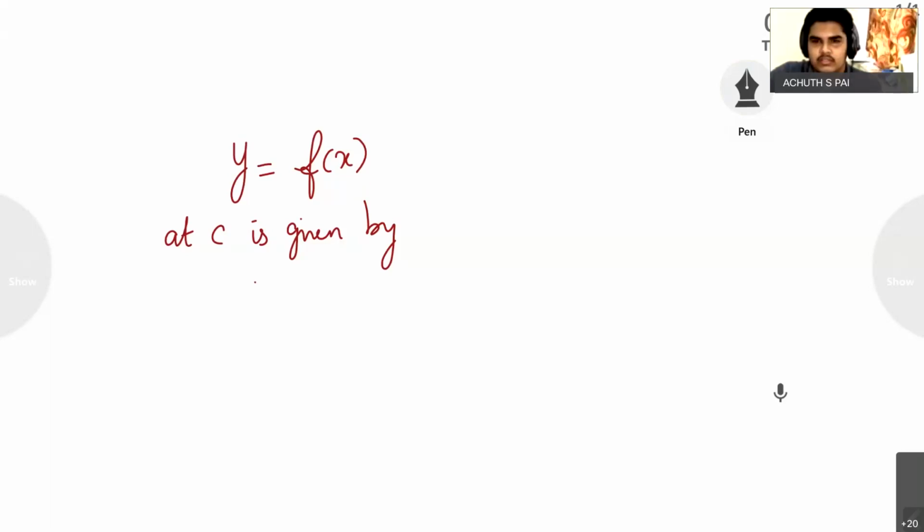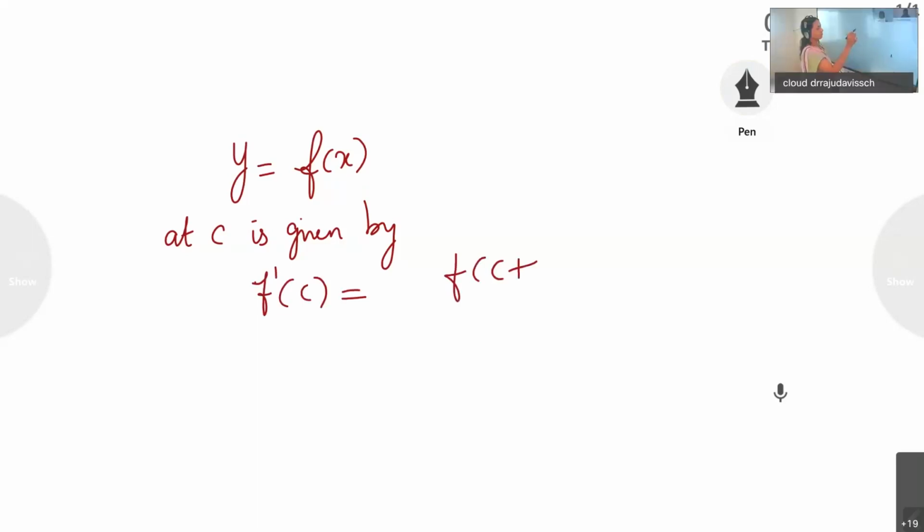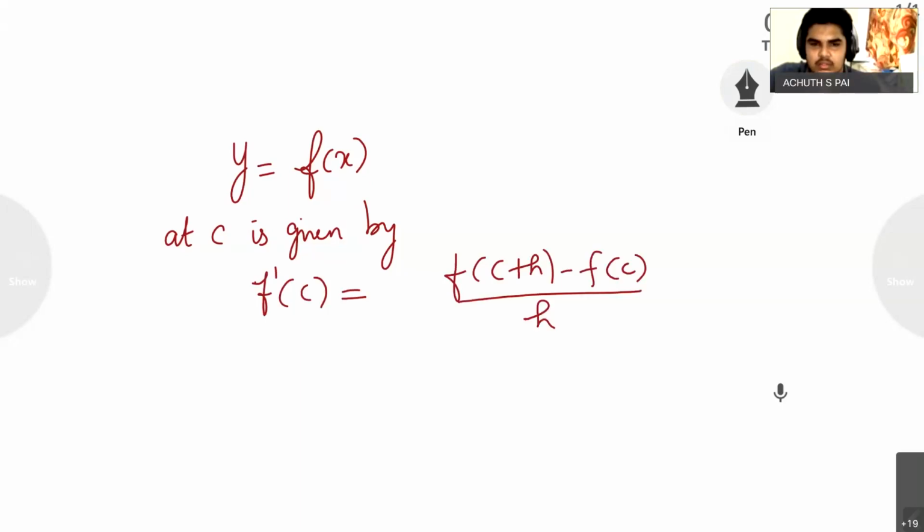F of x plus h minus. It is denoted by f dash of c, f dash of c is equal to f of c plus h minus f of c, divided by h. That's all. Is there anything here? We have to fill something here. What about Aishwarya?